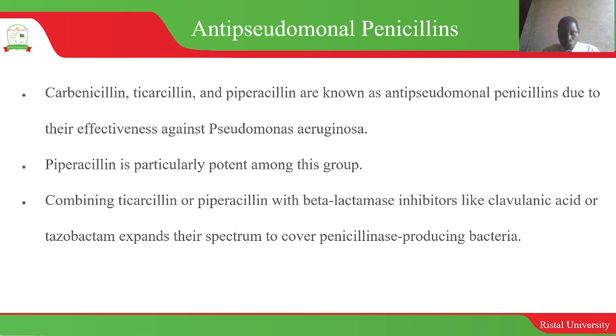Let's look at the anti-pseudomonal penicillins. Carbenicillin, ticarcillin, and also piperacillin are known as the anti-pseudomonal penicillins due to their effectiveness against Pseudomonas aeruginosa. Piperacillin is particularly potent among these groups, more potent compared to carbenicillin and ticarcillin. Combining ticarcillin and piperacillin with a beta-lactamase inhibitor like clavulanic acid or tazobactam expands their spectrum to cover penicillinase-producing bacteria. So by combining these, it gives an additional benefit.